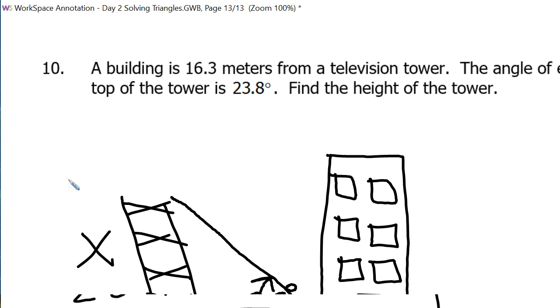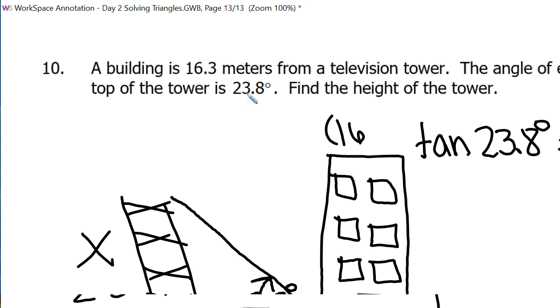Looking at what's labeled on our triangle, would we have to use sine, cosine, or tangent? Tangent, we have the opposite side and the adjacent side. So this would be tangent of 23.8 degrees equals opposite over adjacent. And the opposite of dividing by 16.3 would be multiplying both sides by 16.3. So what is 16.3 times the tangent of 23.8 degrees to the nearest tenth? 7.2. 7.2, and the units are? Meters.